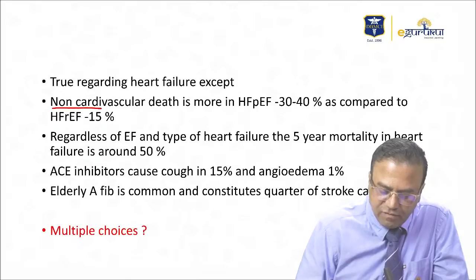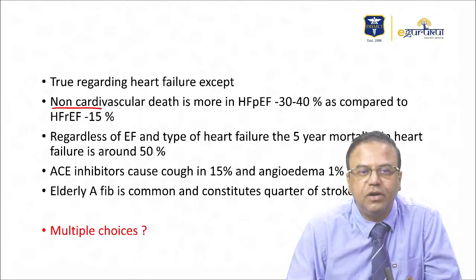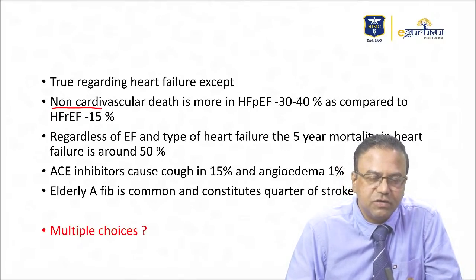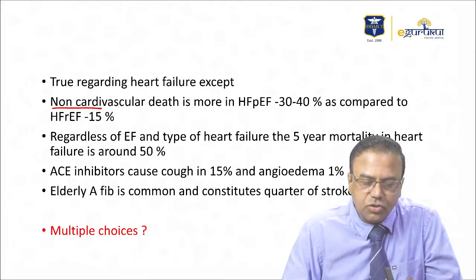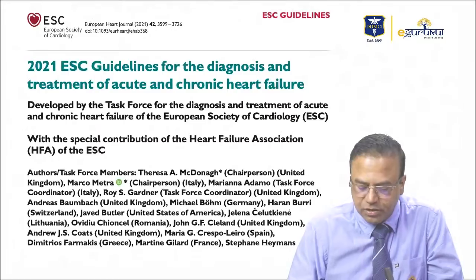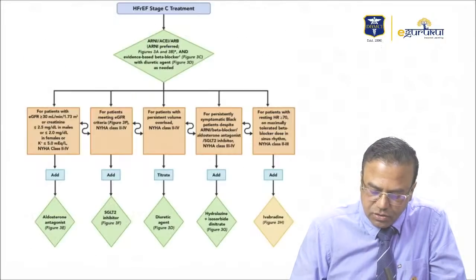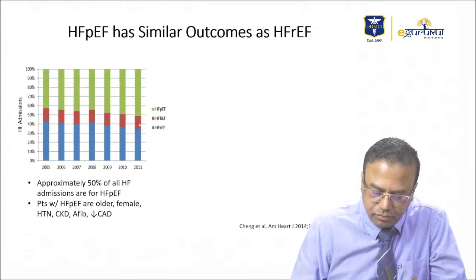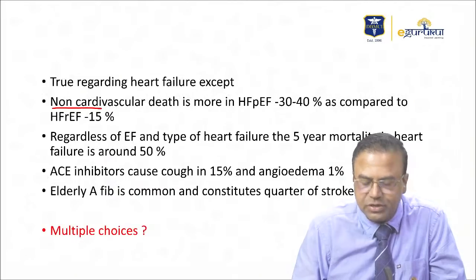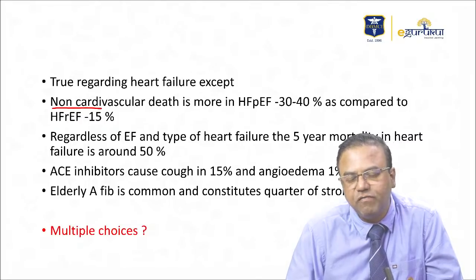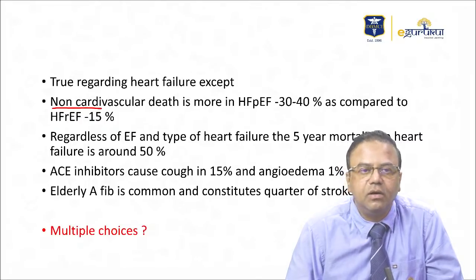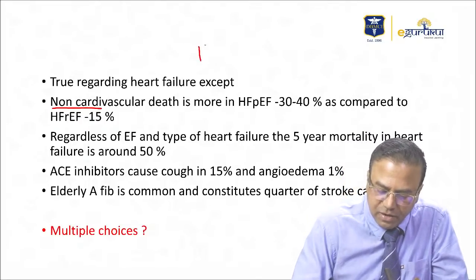When you look at heart failure, first of all, you should know heart failure can be classified into heart failure with reduced ejection fraction and heart failure with preserved ejection fraction. If you look at the classification, less than 40% ejection fraction, we tell it's reduced. More than 50%, we say preserved. 40 to 50%, we say mid-range, heart failure with mid-range ejection fraction.